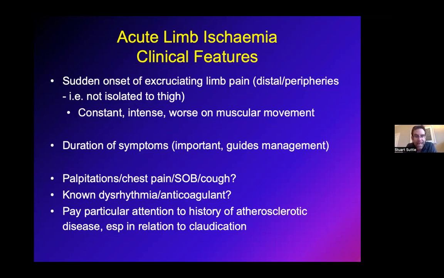And it's really important, again, I'll labor the point, to pay particular attention to history of atherosclerotic disease, i.e. lower limb claudication, because that will then dictate the type of management. This may be acute on chronic ischemia, and that is a completely different ballgame.